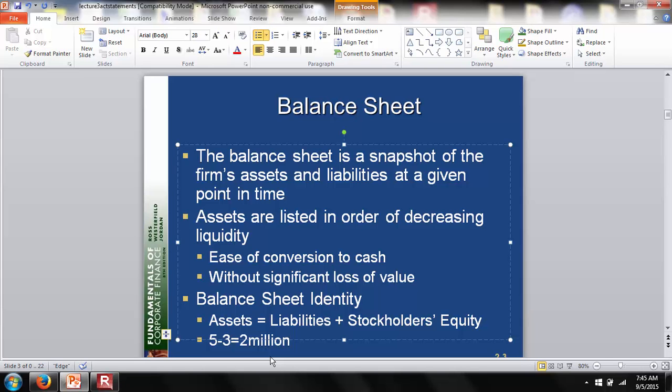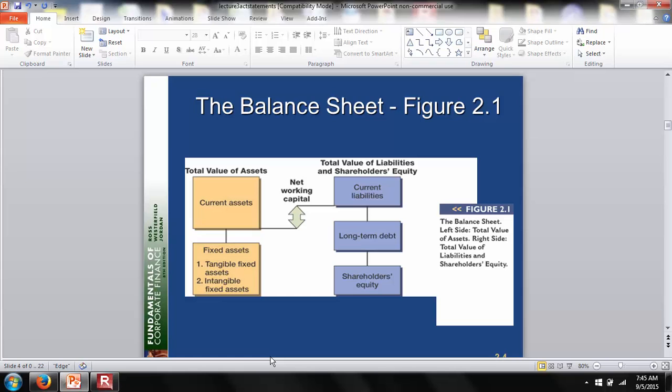Now if you look at the balance sheet, assets are listed in order of their decreasing liquidity. So the most liquid asset is cash, and that is the first item. And we are talking about how quickly they can be converted to cash without losing much value. So what we see here is that the balance sheet is given in figure 2.1, and the first item is current assets, and current assets has cash, you have inventory, we have accounts receivable.